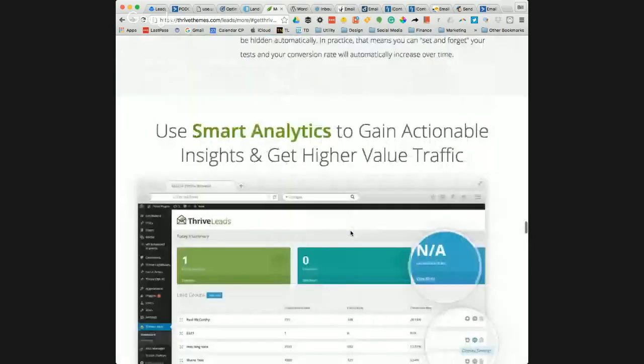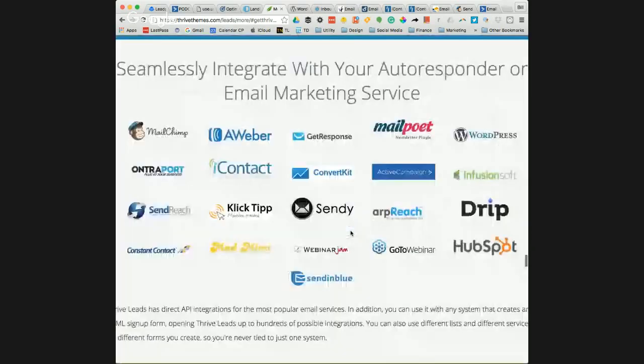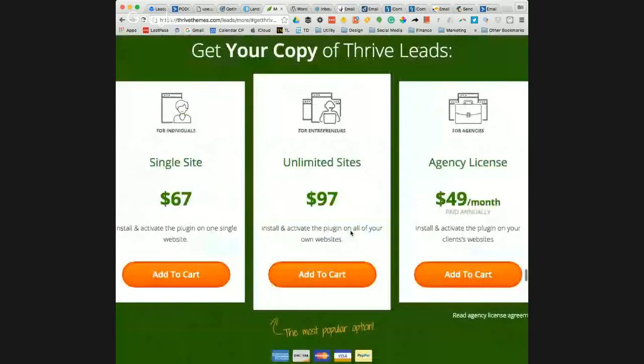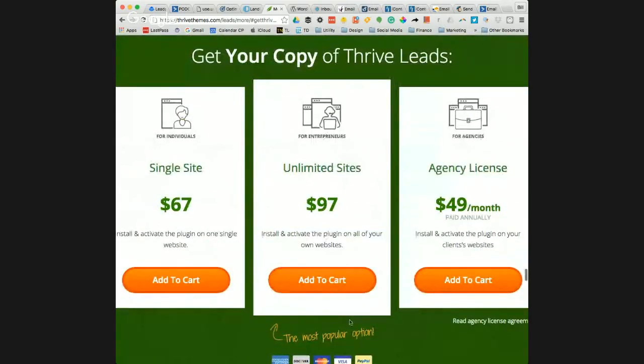I was looking at the bottom here, and I understand this is a plugin, right? It says unlimited $97. I think that's a one-time fee. This is the agency license at $49, but if it's just you and your business, you can buy it for $97. Yeah, I think that's a month. This is the agency, that's per month. This is not per month.